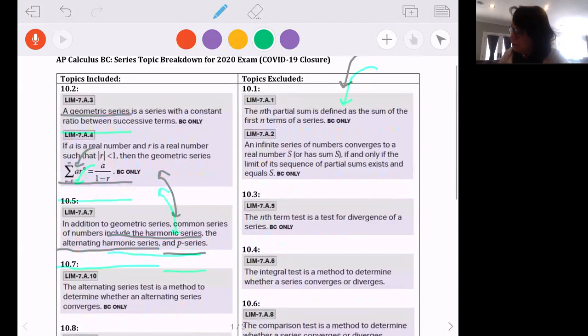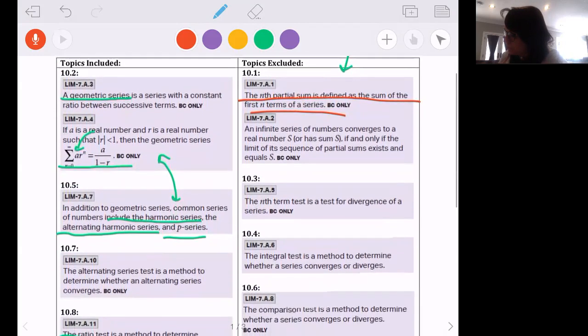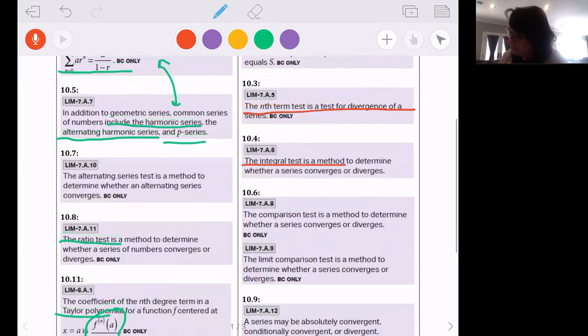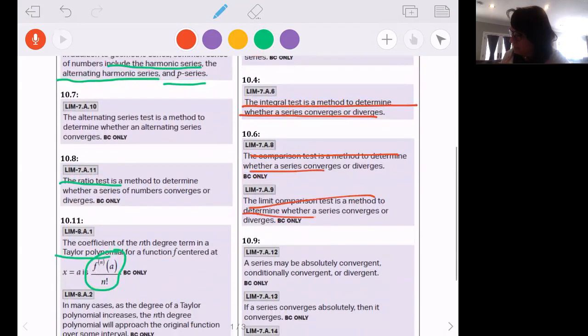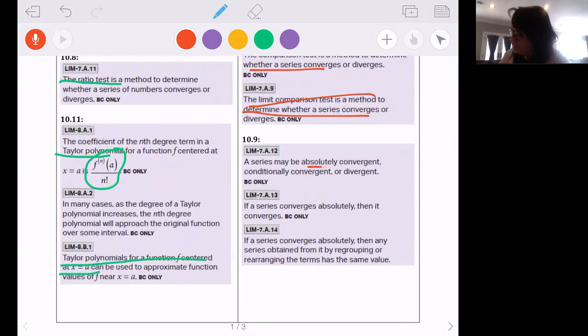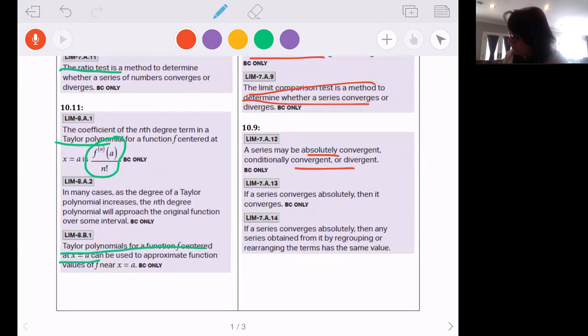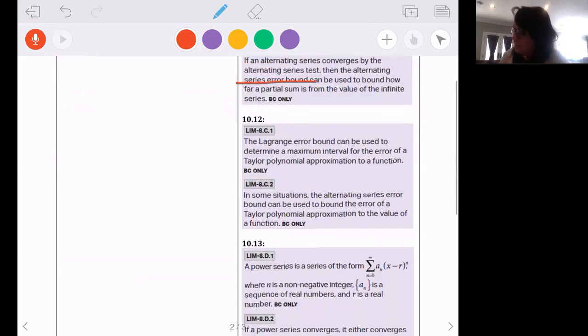What we don't need to know is actually most of the stuff we covered. We don't need to know the nth partial sum of the sequence. We don't need to know the nth term test for divergence. That was an easy one. We don't need to be able to run the integral test. We don't need to be able to run either of the comparison tests. We don't need to tell when the series is convergent, whether it's absolutely so or conditionally so. If the series converges absolutely, then sometimes regrouping terms, we don't need to know that. We don't need to know how to find the error for the alternating series. And all that you've been taught.